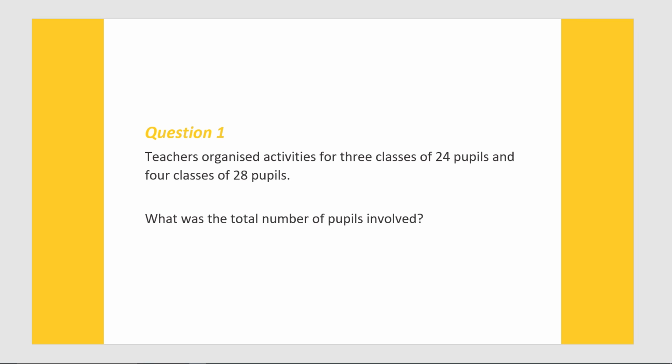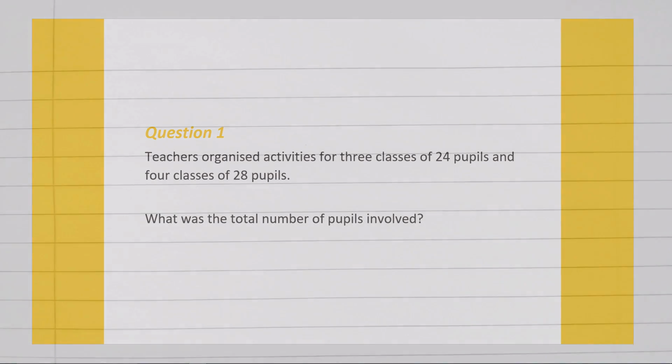Teachers organised activities for 3 classes of 24 pupils and 4 classes of 28 pupils. What was the total number of pupils involved? In this question, we are told that there are 3 classes of 24 pupils and 4 classes of 28 pupils, and the question asks us to find the total number of pupils.